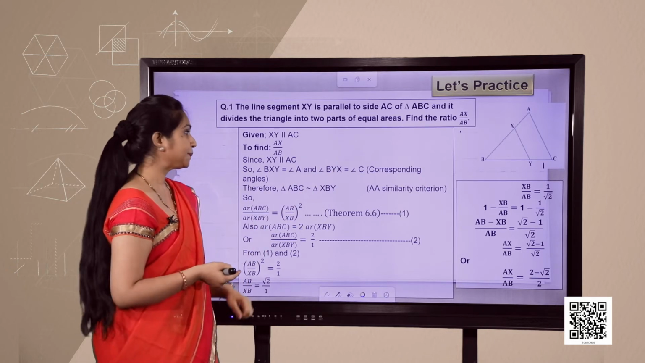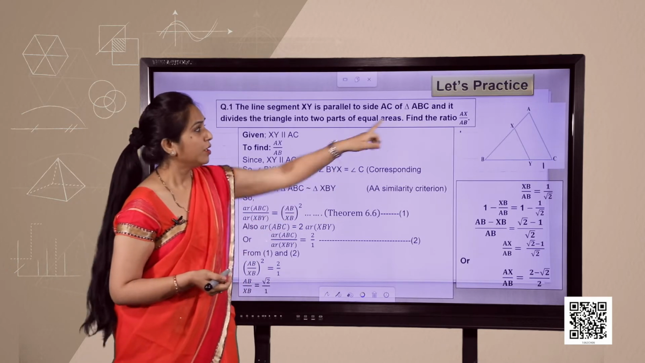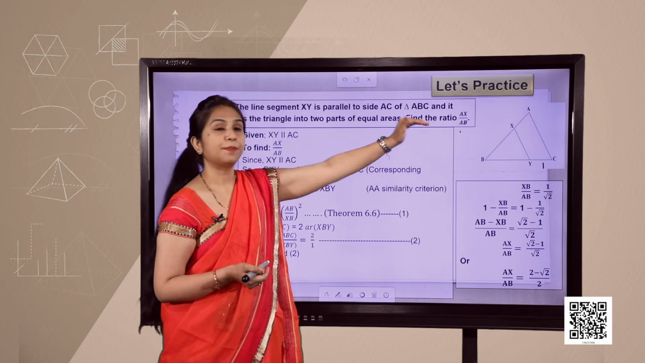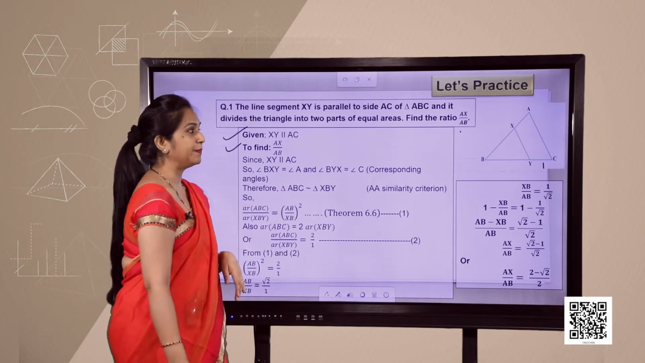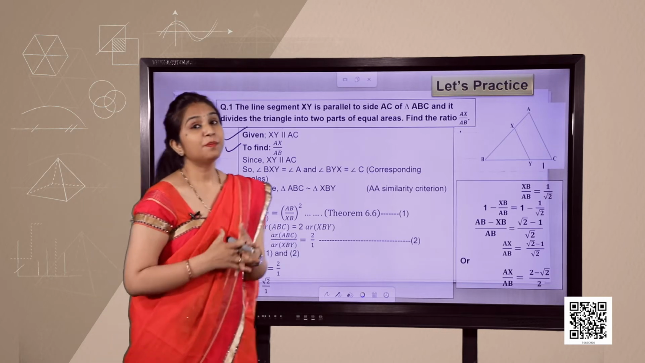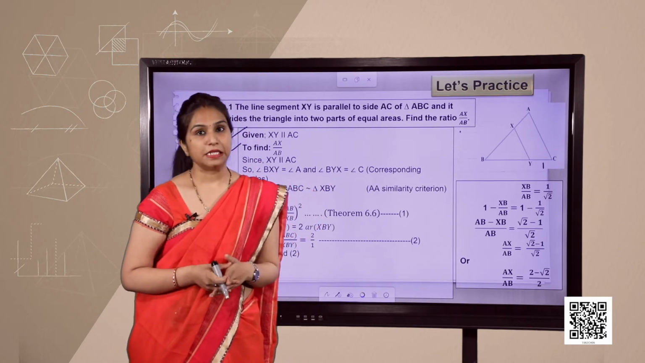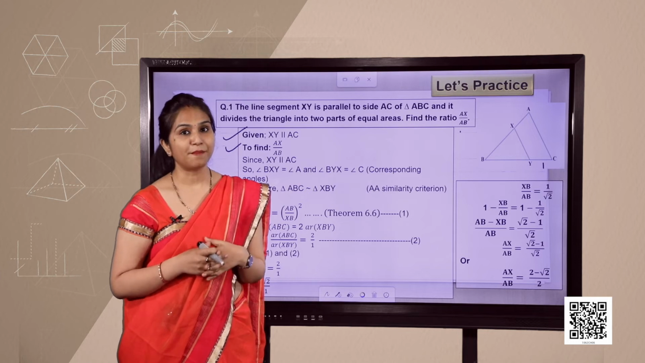Remember this thing. What we need to find out? You have to find out the ratio AX upon AB, that we will write down under the category of "to find". Now, let us start. Children, before we proceed, recall the properties of parallel lines.